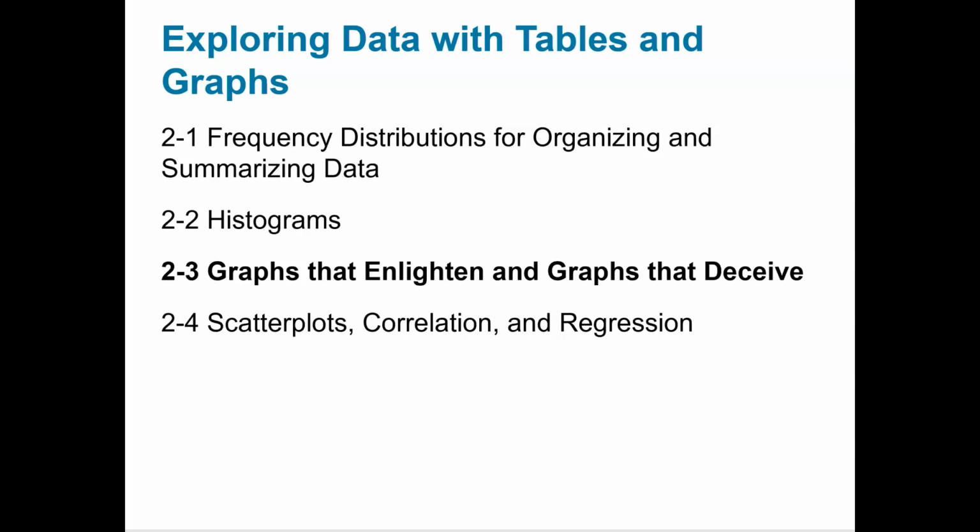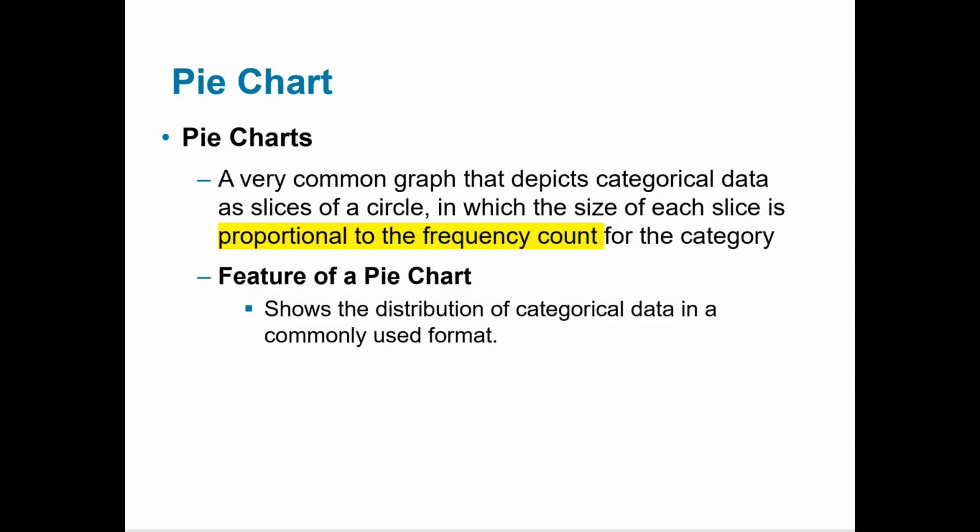Welcome back to section 2.3, part 2. We left off on graphs that enlighten, and we are talking about pie charts. A pie chart is probably something you've seen before, but each slice is proportional to the frequency count for the category. A pie chart shows the distribution of categorical data in a really commonly used format.